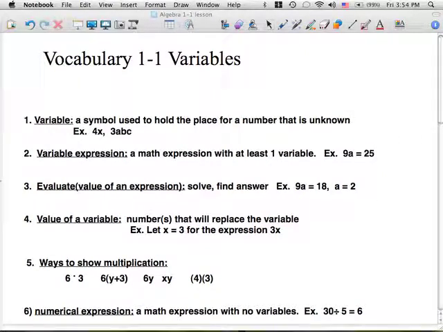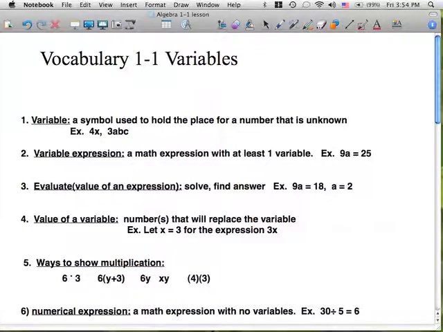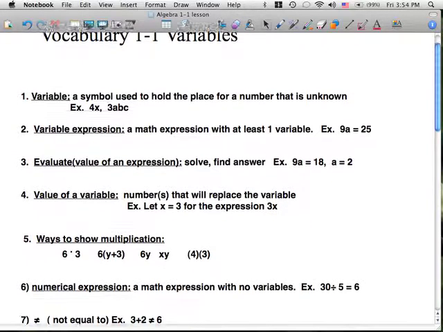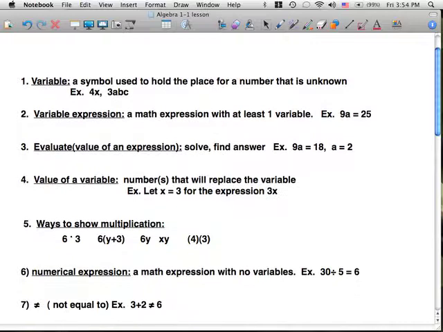This is section 1.1 in algebra, and it covers variables. The vocabulary that you have for this section is the following. The term variable in algebra is a symbol that we use to hold the place for a number that is not known at the moment. For example, for x, the x holds the place of some number, and in 3abc, the a, the b, and the c each hold a place for numbers.